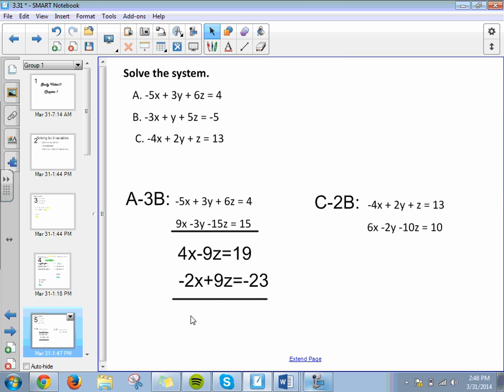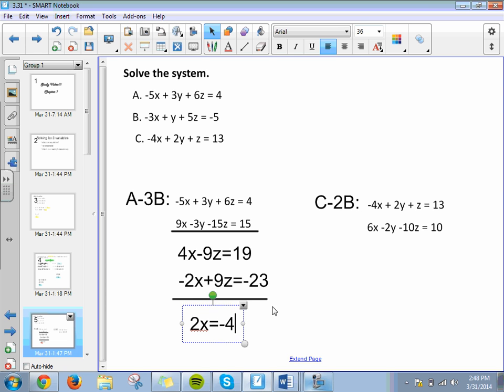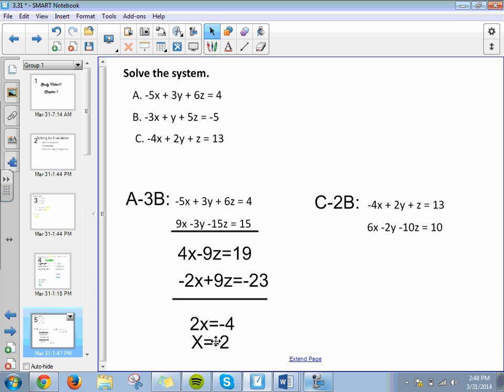So when I add those together, I'm left with 2x equals 19 minus 23 is negative 4. Therefore, x will be equal to a negative 2. So that's one of them, one of my 3.